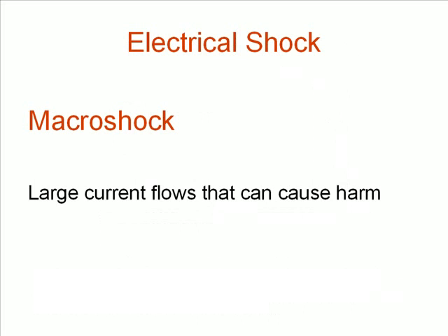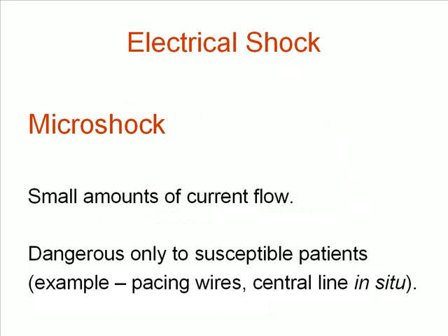This raises the notion of electrical shock, which comes in two flavors, macroshock and microshock. Macroshock is large electrical currents that can cause harm, whereas microshock are small electrical currents that are dangerous only to susceptible individuals. For example, patients that have pacing wires in the heart, or patients that might have a central line going into the heart. So microshock usually involves exposure to the patient by virtue of special circumstances with a catheter or electrical pacing wire going directly into the heart.